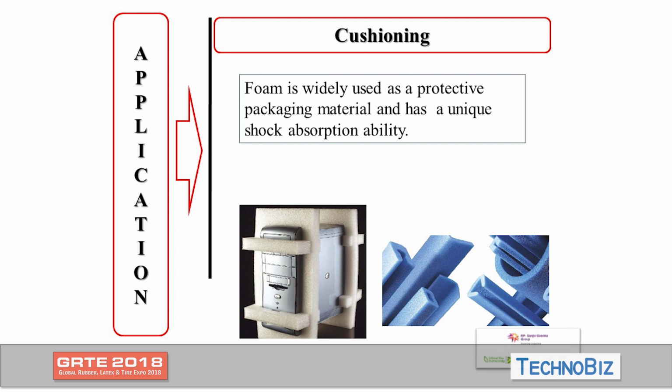This is for cushioning. See, we get our fridge, our washing machine or TV or laptop. You find this kind of insulation inside the box, or this kind of cushioning.